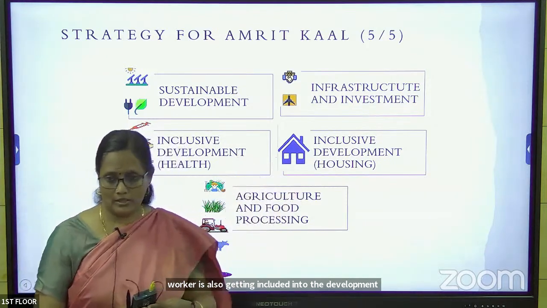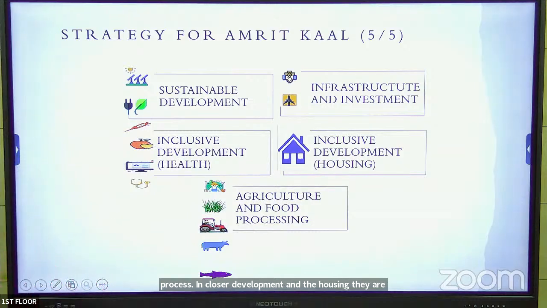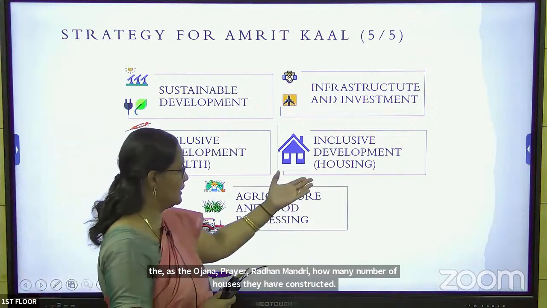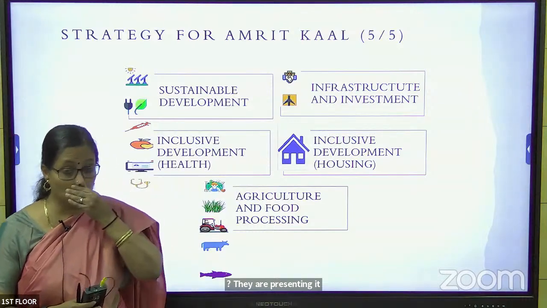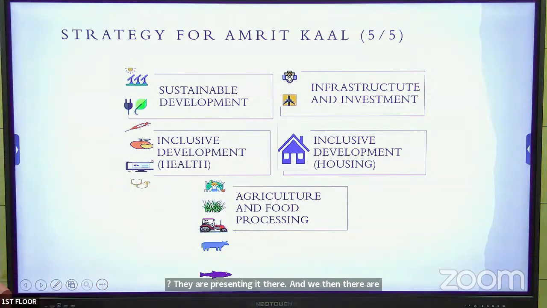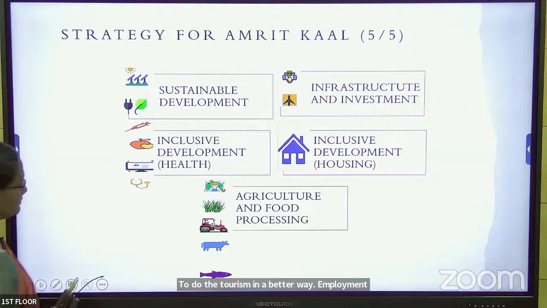Inclusive development in the housing, they are showing about the Awas Yojana, Pradhan Mantri Awas Yojana, how many houses they have constructed, and how it is benefiting, including the sanitation facility. They are presenting it there. Then there are some data on the tourism also, where they want to say that India should identify spots to attract tourists. States are being given encouragement to bring in newer tourist spots, right? So basically they are encouraging the states to do tourism in a better way. Employment opportunity, attracting the investments, everything is part of the tourism.